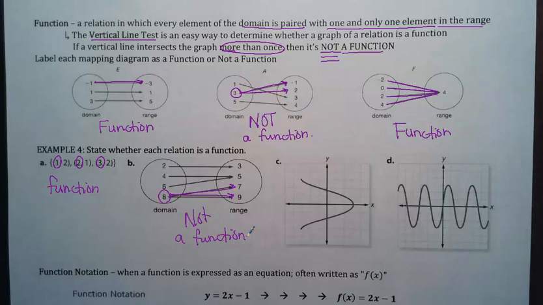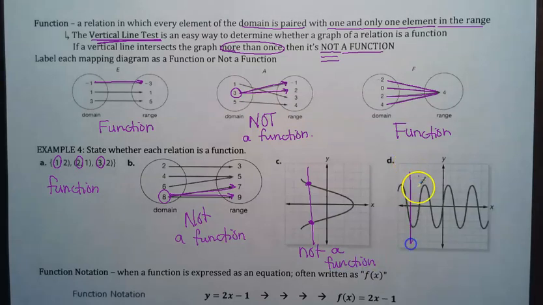C, okay, we've got a graph here. We were told that if we have a graph, the vertical line test is the easy way to check it. So we just draw a vertical line, and here it crosses, and here it crosses. That means it's not a function. It fails the vertical line test. So not a function.